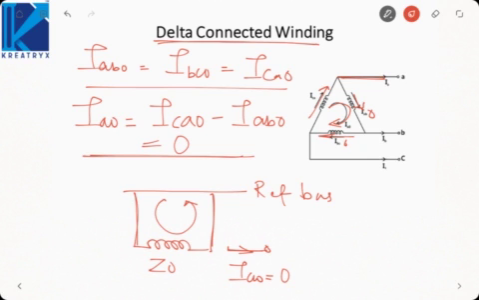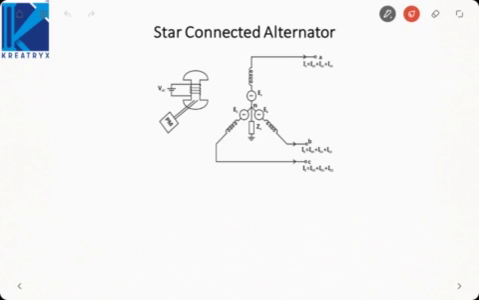Now let us proceed to the first component of the power system, which is an alternator. So the first case we are taking is the star connected alternator. Now here we have shown three EMFs, EA, EB and EC, and the neutral is grounded by impedance Zn. Now in case of a star connected alternator, let me first show you the schematic of the alternator.